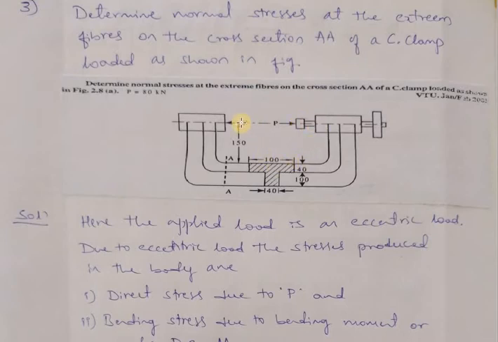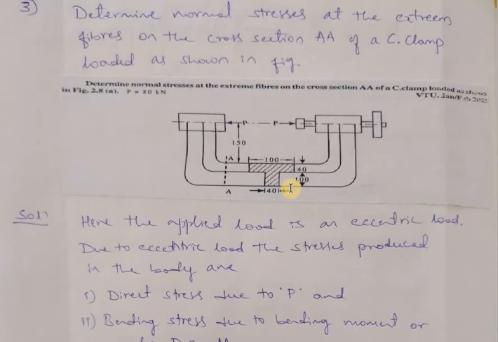From the inner fiber, the load is at a distance of 150 mm, and from the outer fiber it will be 150 plus this length, that is 40 plus 100. This is the total distance of the load from the outer fiber, and 150 is from the inner fiber. The magnitude of the load is 80 kilonewton, which is given in the question. We need to find the normal stresses at the extreme fibers, that is, at the inner fiber and at the outer fiber.